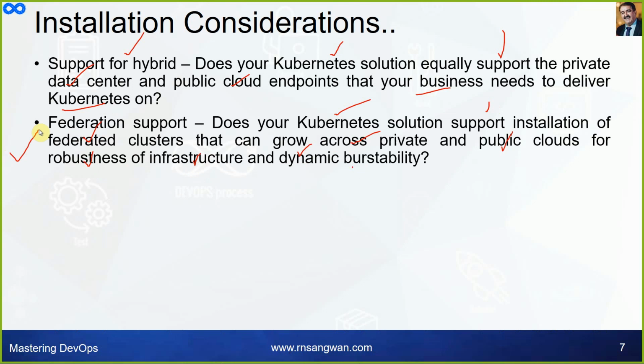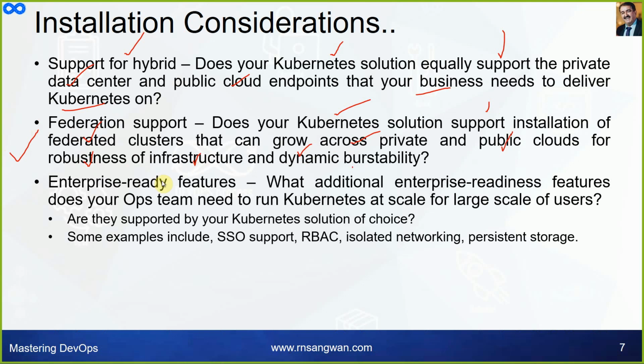These are the considerations. And finally, enterprise ready features. What additional enterprise readiness features does your ops team need to run Kubernetes at scale for a large number of users? Are they supported for your Kubernetes solution of choice? For example, single sign-on, role-based access control, isolated networking, persistent storage. All these things are required. So do you have support in your Kubernetes cluster for these features which are needed?